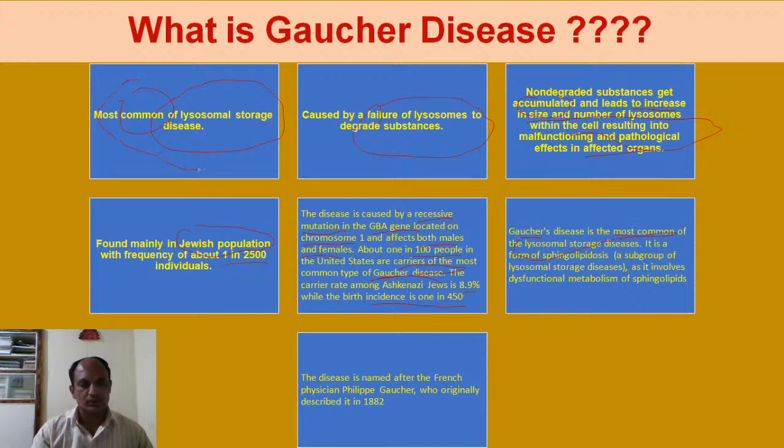It is a form of sphingolipidosis, which is a subgroup of lysosomal storage diseases, and it involves the dysfunctional metabolism of sphingolipids. Now the name of this disease is given after the French physician Philippe Gaucher. Philippe Gaucher described this disease in 1882. That's why this disease is called Gaucher disease.